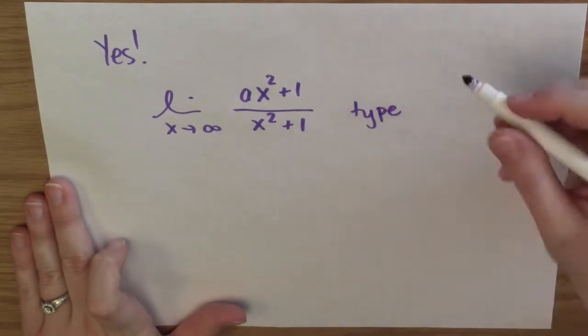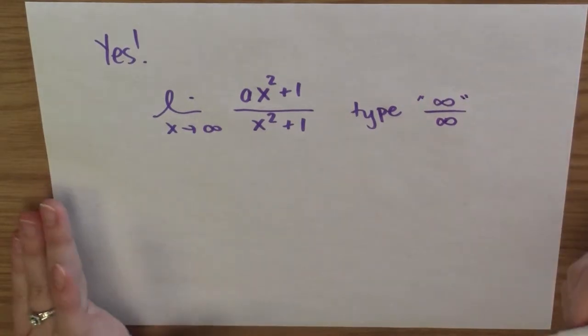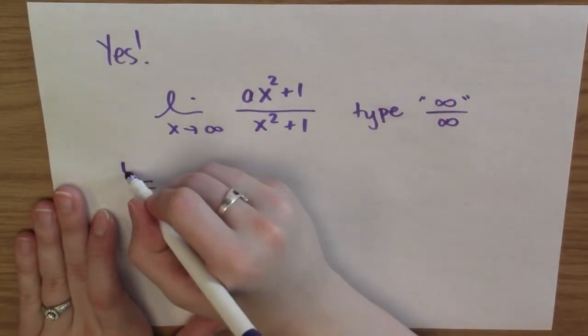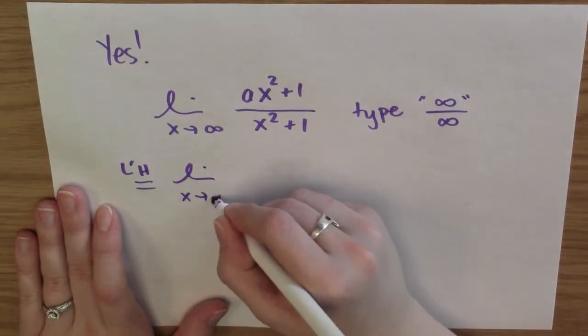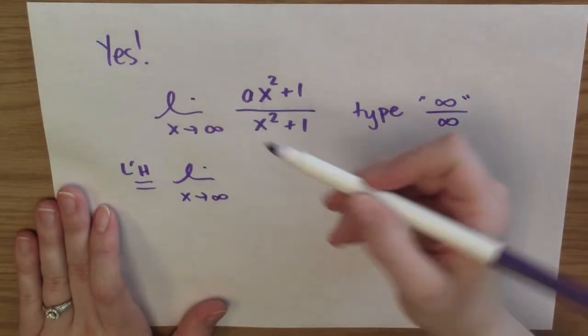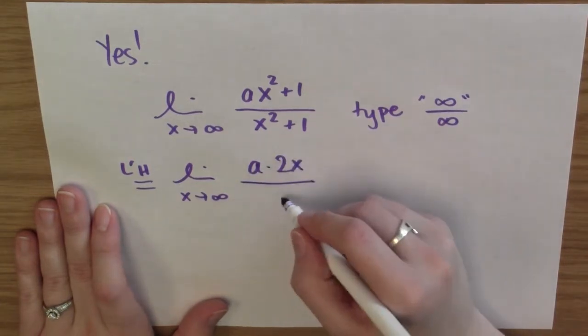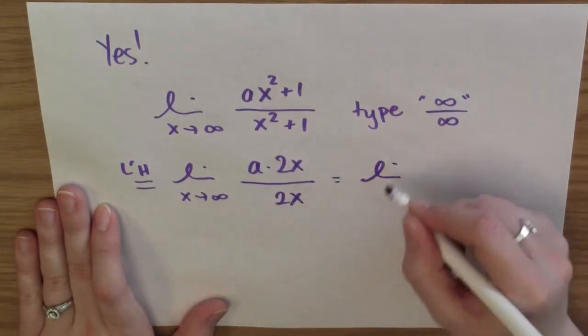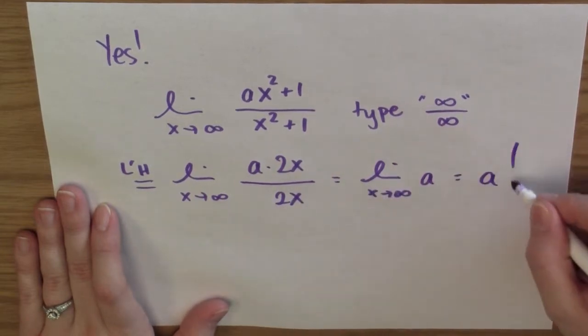And as x goes to infinity, the bottom is also going to infinity. So this is still type infinity over infinity, which we want, which means we can use L'Hopital's rule. And we get that this is the same thing as the limit as x approaches infinity of, well, I take the derivative of the top, that's a times 2x, and the derivative of the bottom, 2x. So this is the limit as x approaches infinity of just a, which is a.